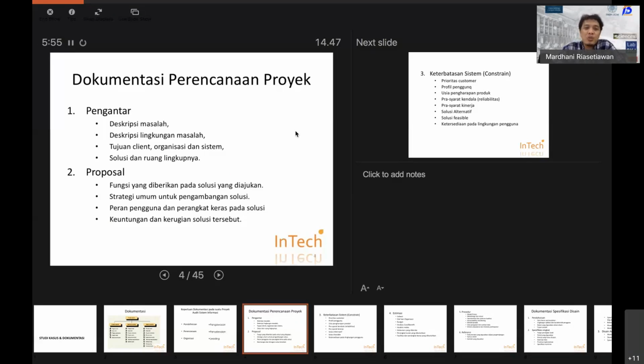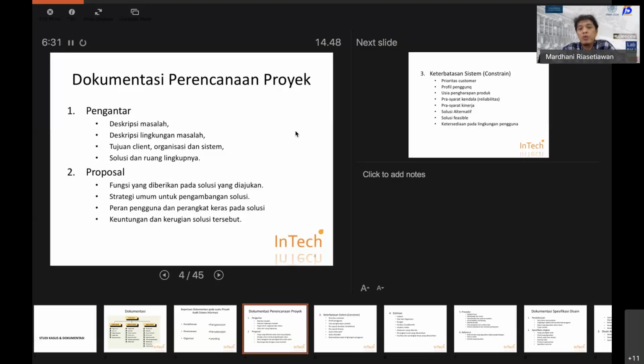And then we need to define the description of the scope of the problems. What are the goals, how is the organization and system that we run there, what is the solution that you want to develop in your information system, etc. And then in your proposal, you need to define what function you want to build in your solution. It's kind of like features, but in the proposal we call it function. The function that you develop in the information system development will be the features.